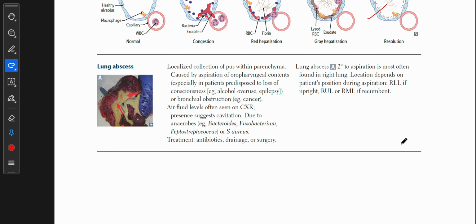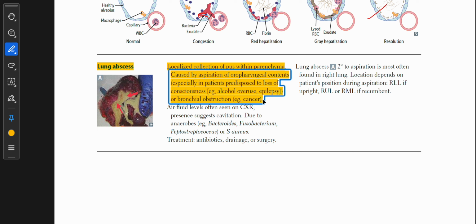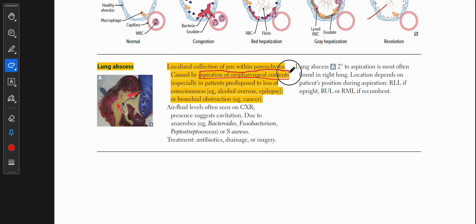So let's talk about lung abscess. Lung abscess is a localized collection of pus within the parenchyma. Abscess means pus, right? It is caused by aspiration of oropharyngeal contents, specifically in patients predisposed to loss of consciousness, for example in alcohol overuse and epilepsy, or bronchial obstruction, for example in cancer. So the accumulated aspirate gets infected, which causes abscess, exudate formation, and pus formation.